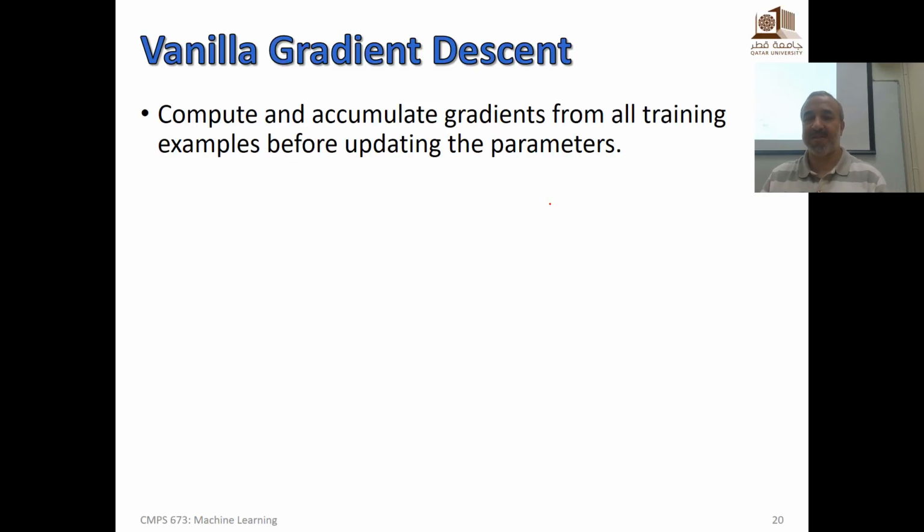We know that the standard, or what we call vanilla gradient descent, works by going through all the training examples, computing all the gradients for them, accumulating them, and then updating the model. So the update of the model, which means updating all the parameters, the weights and the biases, will happen once after seeing all the training examples once. Not with every training example separately. What's the problem with that?